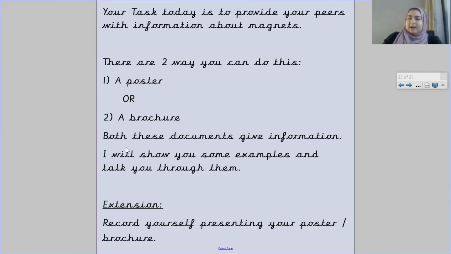Okay. Now, as an extension, I would want you to do this. If you have done a poster or a brochure, as an extension, I would like you to record yourself presenting it. So what you will do is you will pick up your poster and you will talk through your poster. So you're going to present it and explain it to the people.